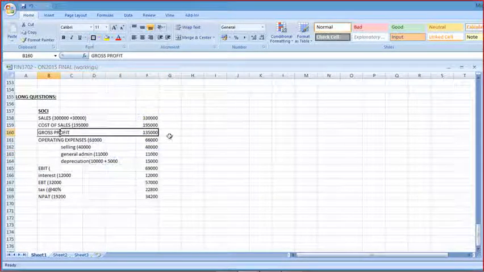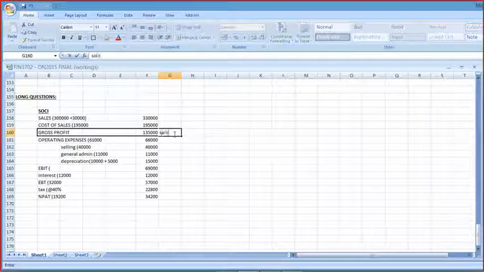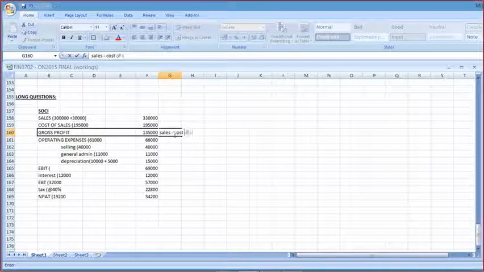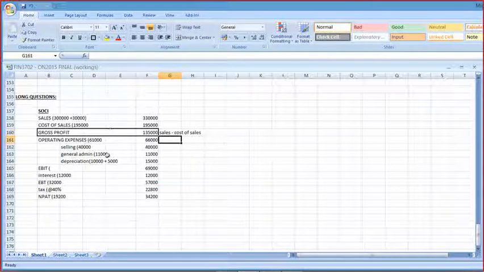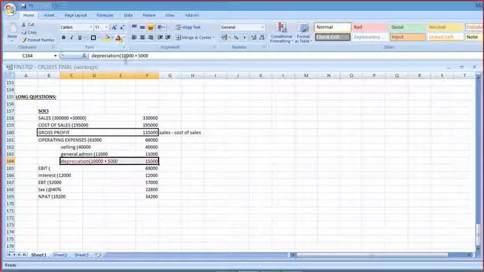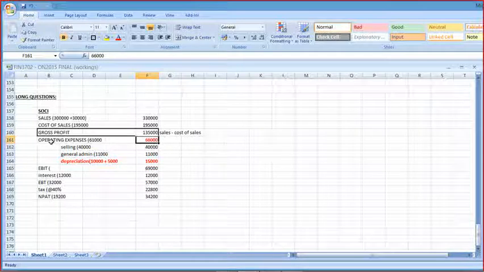Okay, gross profit. How do I calculate gross profit? It's sales minus cost of sales. Right, then you've got all these other operating income and expenses. Okay, remember the selling expenses, the general admin, the depreciation. You had to change the depreciation. That was a line item that changed on the previous year. Okay, the total that you get is 66,000. Okay, so your operating expenses is subtracted from your gross profit, and that gives you the EBIT.